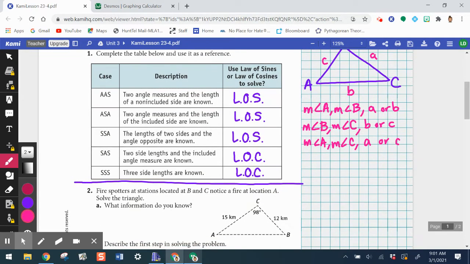Now let's take a look at angle side angle, where we know two angle measures and the length of the included side.